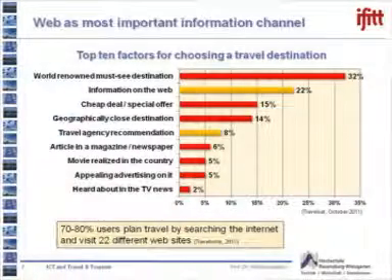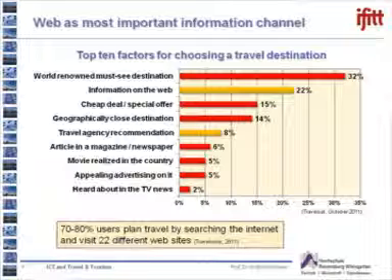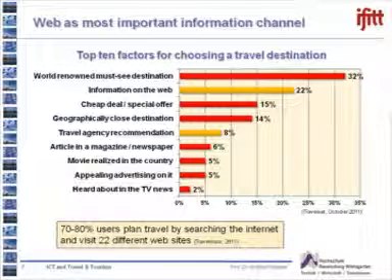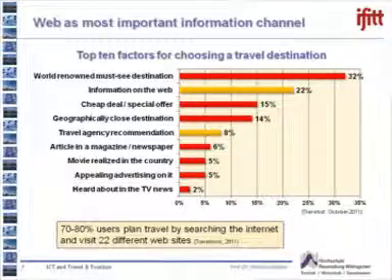Here we see the most important factors influencing travel decisions. So what are people influenced by when they take a decision on a destination to go to? If we just concentrate on those factors which are information channels, then we see that the information on the web is the most important information channel at the moment. It's 22% influence on the travel decision. It's just the information you get over the web.